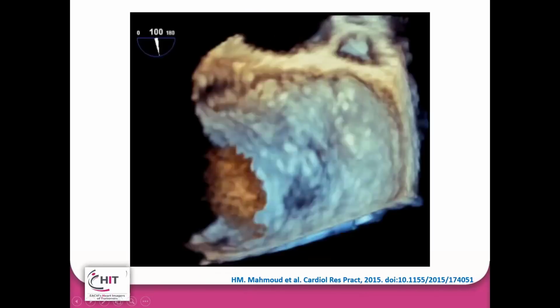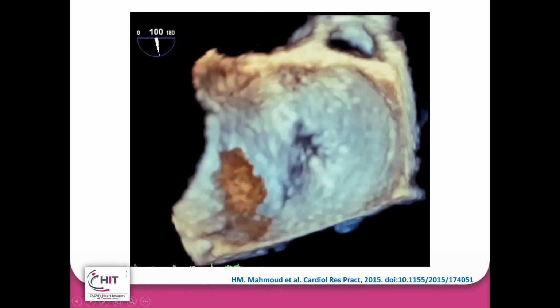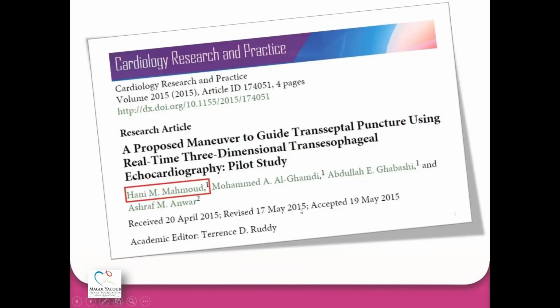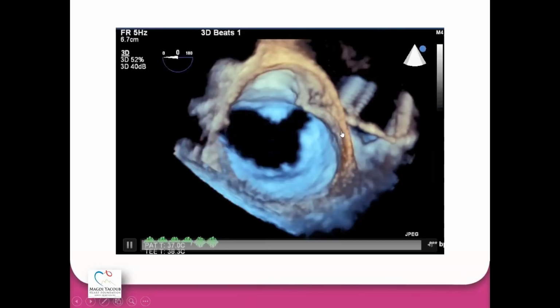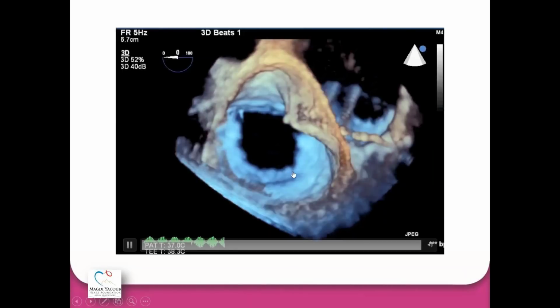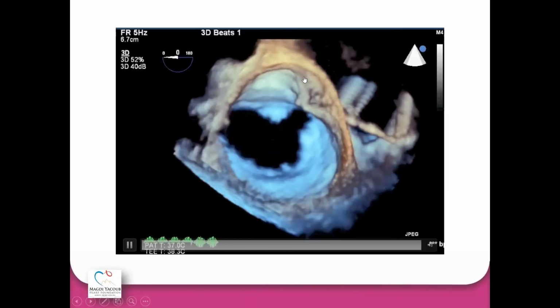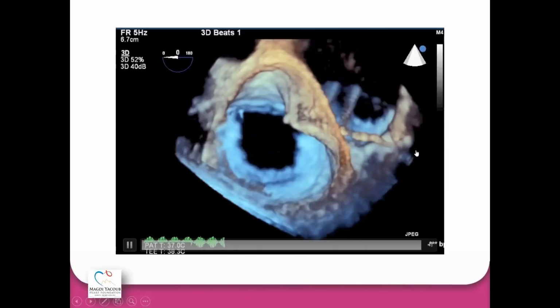So it really helps in guidance of the septal puncture, and we have published this as a proposed maneuver to guide transseptal puncture using real-time 3-dimensional echo, a pilot study. After the tenting, you can check from the bi-atrial view that usually comes from the 0 degrees view, then widen your sector of the 3D zoom.